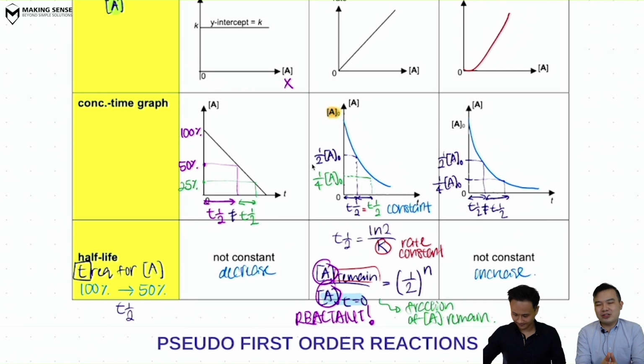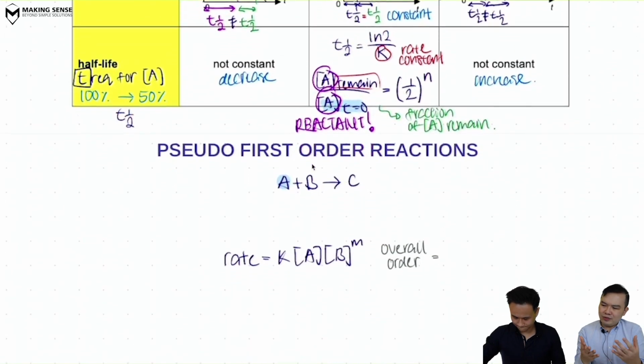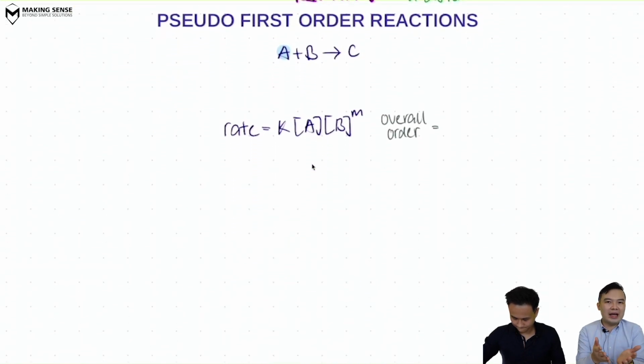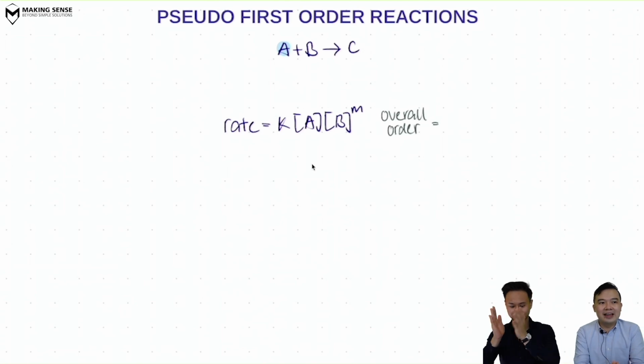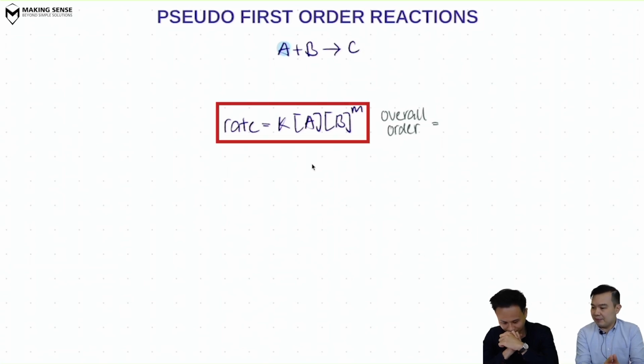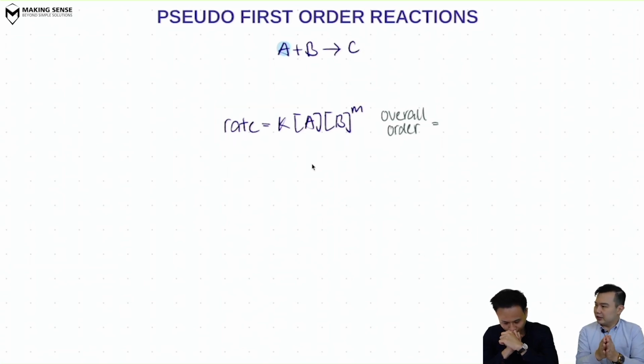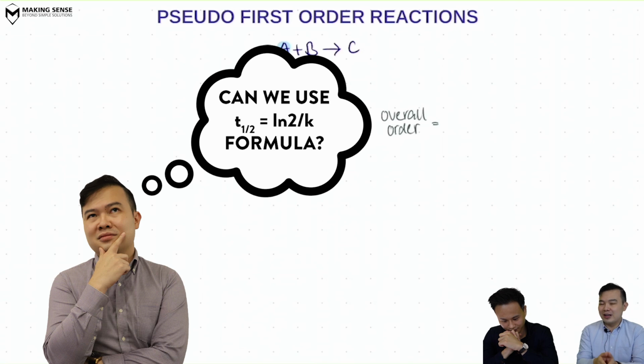Now, one of the questions that we'll be having is this. So far we've been doing reactions that are very simple. A become P. There's only just one reactant. What happens if there's more than one reactant? As you can see over here, A plus B give me C. And let's say I've done experiments to come up with the rate equation. It's given by this over here. So one of the things I'm asking you here is this, Mr. Tim. Do you think I can use the t half equals ln 2 over k formula to find out a half-life of this particular reaction?